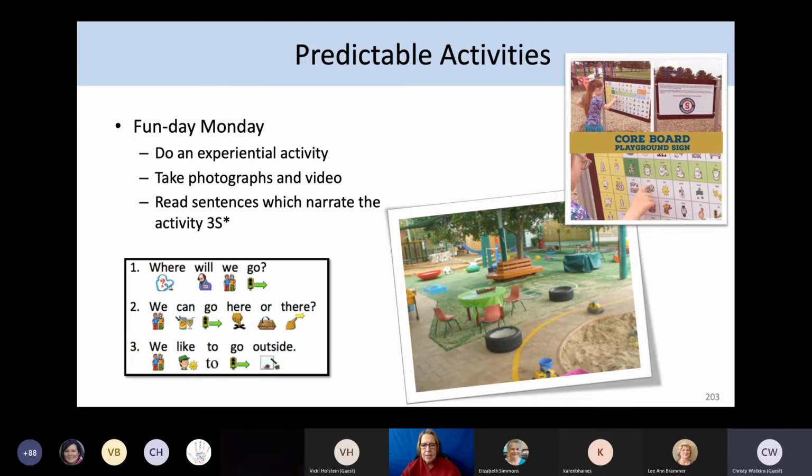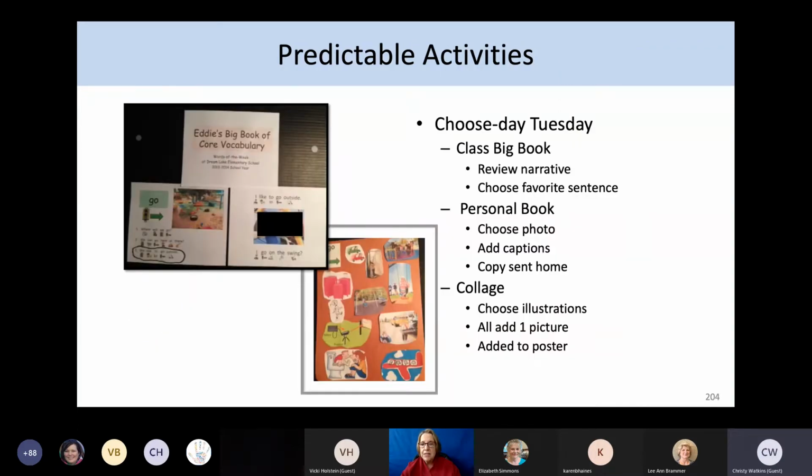So she's not creating sentences like, we go in the sandbox. We go on the slide. More of a story about what we did outside. Then that's it for Monday.